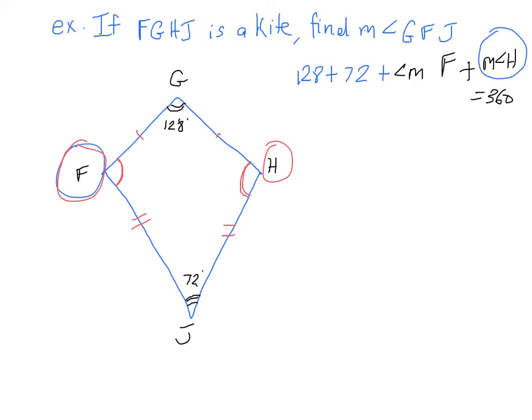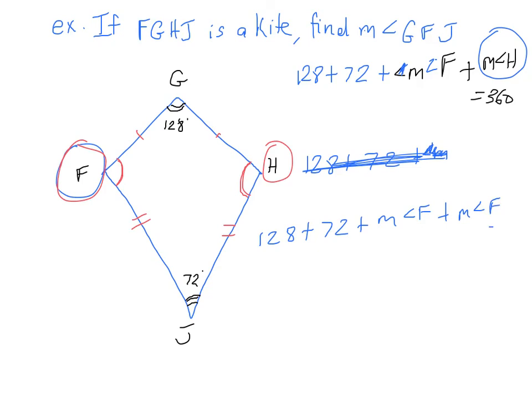So that means 128 plus 72 plus the measure of angle F plus the same thing, because it's equal, the measure of angle F, will give us 360. Well, since that's there two times, we don't actually have to write it twice. So we get 128 plus 72 plus 2 times the measure of angle F will give us 360.